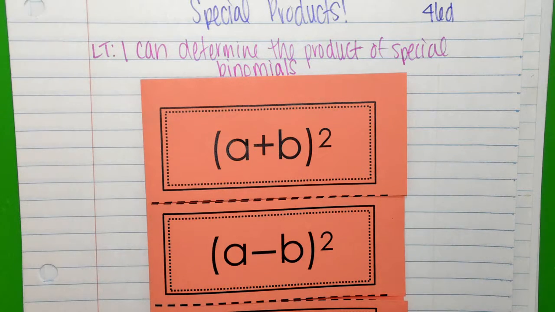Alright, so special binomials are binomials that have parentheses and then just two numbers and a square on the outside. That's what it means by special.